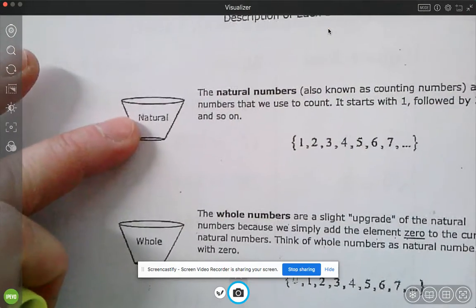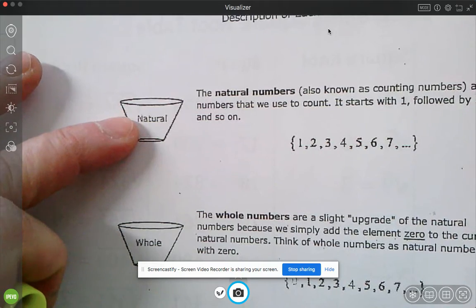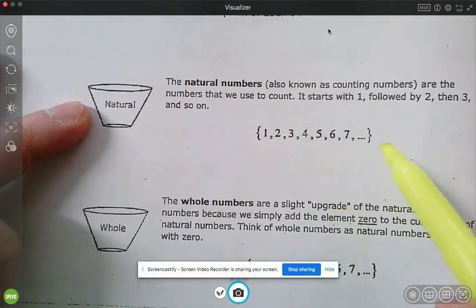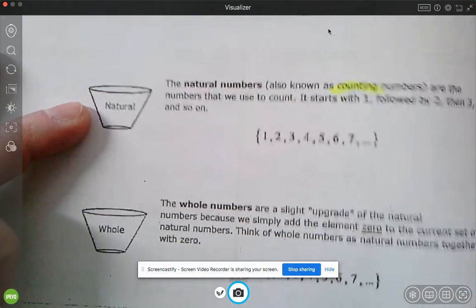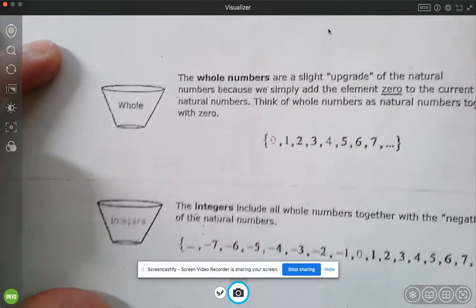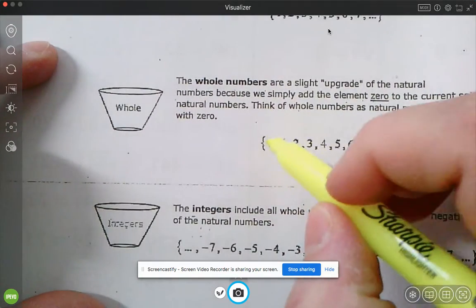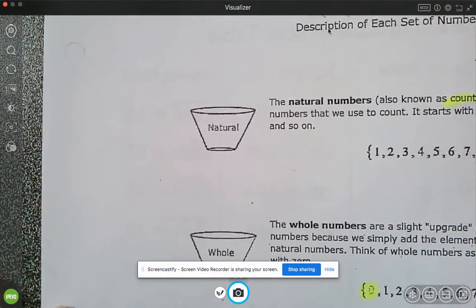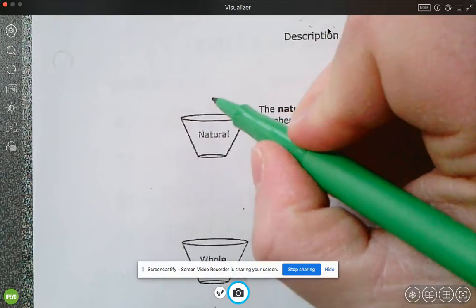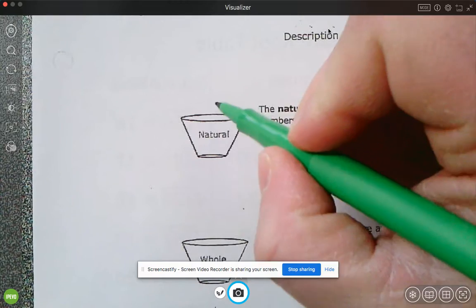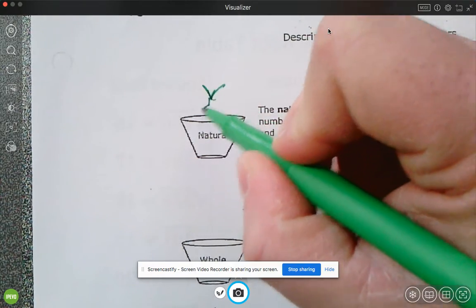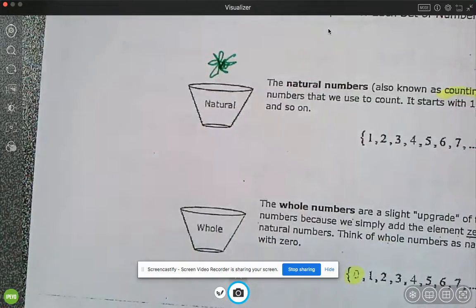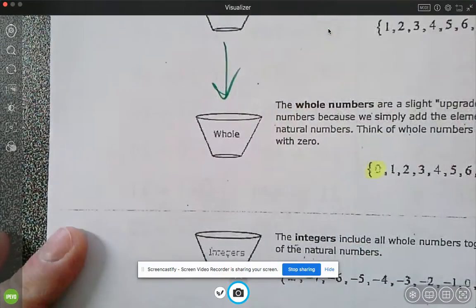You started in kindergarten, at my daughter's age, 4 years old, just with your natural numbers: 1, 2, 3, 4, 5, 6, 7. They're basically your counting numbers. Then, for some reason, they consider whole numbers the same set, but you include a 0. Imagine this as a funnel system here, and maybe this is a cool koosh ball. It goes through here, and then all your natural numbers go through that bucket into your whole numbers.